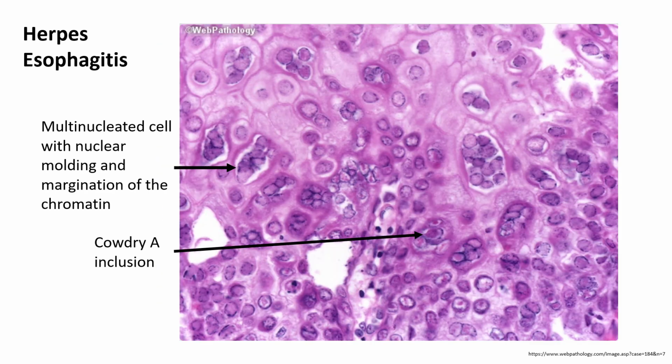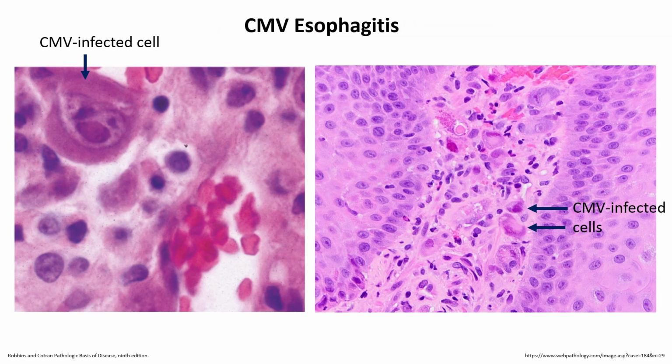This is another picture that shows the viral cytopathic changes that occur within the squamous epithelial cells as a result of HSV infection. As we said in the previous slide, we have multinucleation, molding, margination of chromatin, and we can see the Cowdry type A inclusions. Cytomegalovirus, on the other hand, usually infects endothelial cells and mesenchymal cells beneath the mucosa, as opposed to herpes, which we said most commonly infects the squamous epithelial cells.